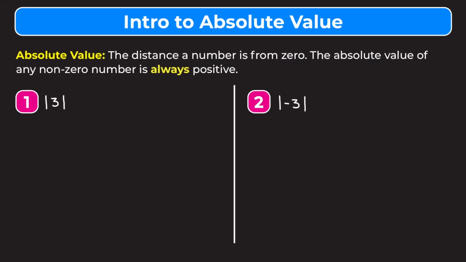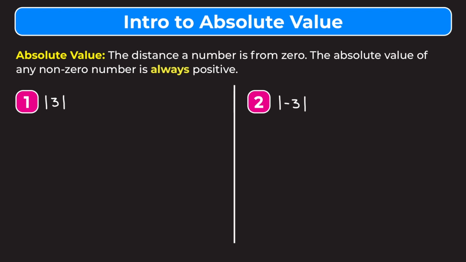In this video, I'm going to give you guys an introduction to absolute value. And if you look at the top of the screen, it says absolute value is the distance a number is from zero. The absolute value of any non-zero number is always positive. So for these first two examples, I'm going to visually show you guys how to find the absolute value.